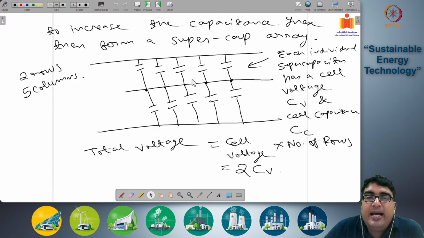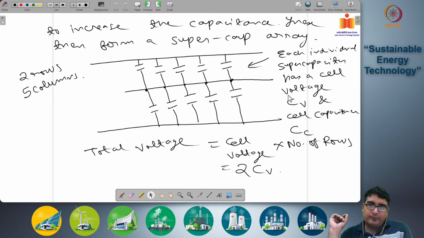So here we have multiple supercapacitor cells. This is the anode, cathode, anode, cathode, anode, cathode, with the electrolyte in between, and you have 5 capacitors connected in a single row, and 2 connectors in series. So there are 2 in series and 5 rows. Each individual capacitor, let's assume, has a cell voltage CV and a cell capacitance CC.